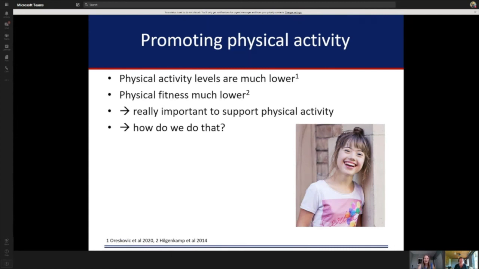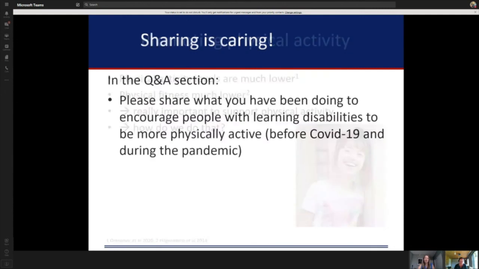So before moving on to the barriers and facilitators, I wanted to take a quick moment to do some sharing is caring. We are really curious, specifically in the time now during the pandemic where we are more restricted in the types of activities that we can do. Please share what you have been doing, from your own personal experiences, to encourage people with learning disabilities to be more physically active. You can use the Q&A section for that. And please just add anything that you can think of, because it might give someone else inspiration to start trying something like that.